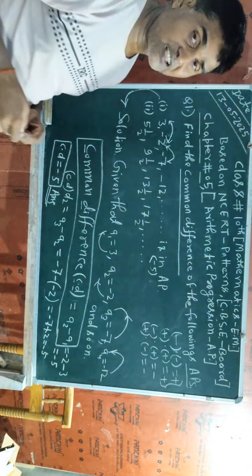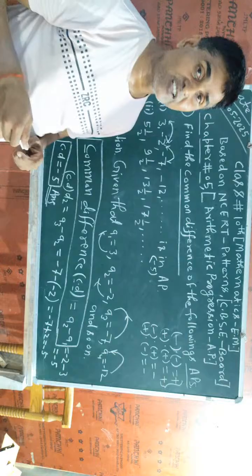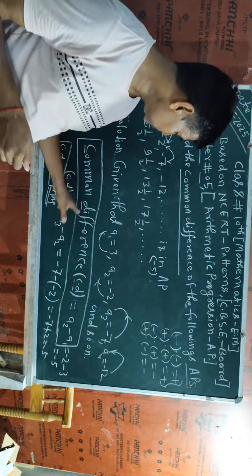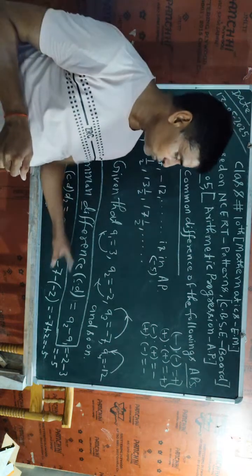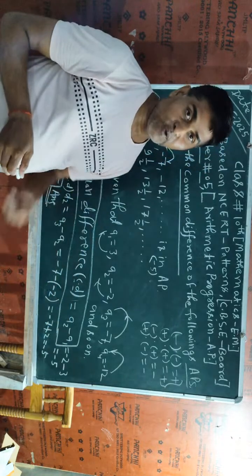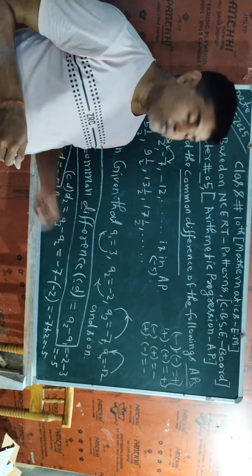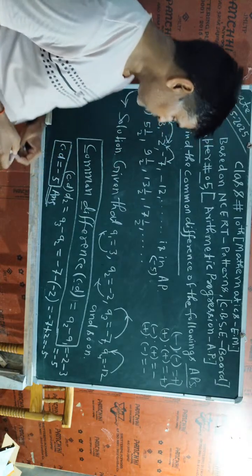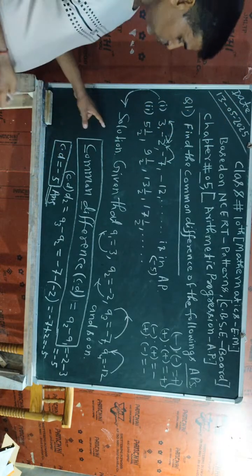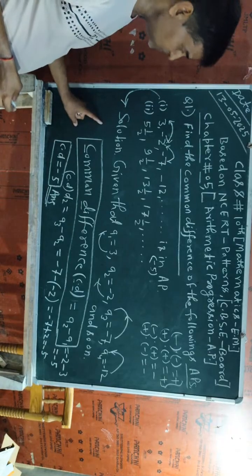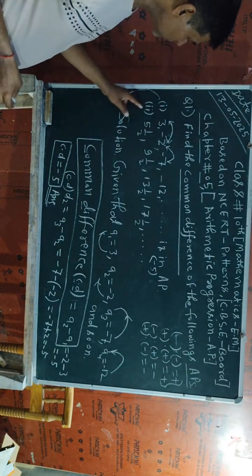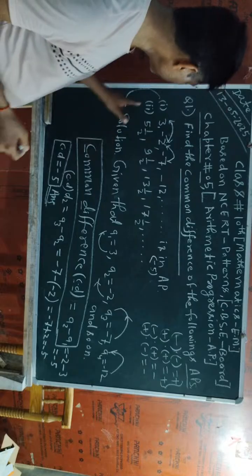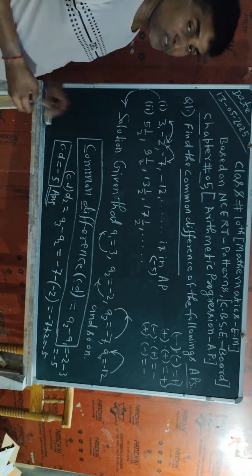So these are the consecutive numbers, and after taking consecutive numbers you have to use the formula: common difference is equal to A2 minus A1. That is the formula for getting the common difference of an arithmetic progression. Okay, students. So further I am going to erase this solution, and then I will solve the question number 2. Okay, students.